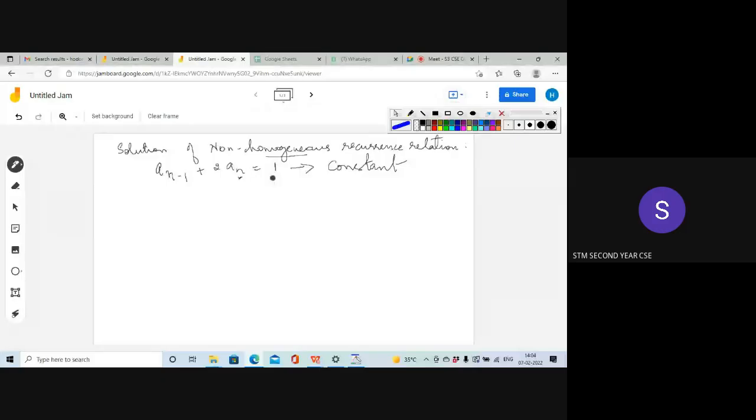If it is a non-homogeneous recurrence relation, and if the RHS is a constant, then we had seen how to solve it, isn't it? That was case 1. This was case 1, isn't it? Do you remember how to solve it? How to solve in this case 1?